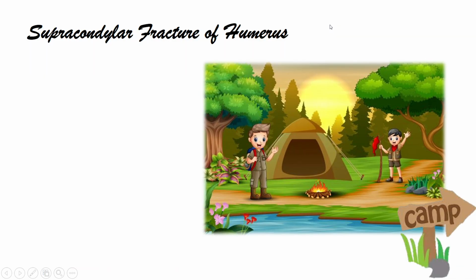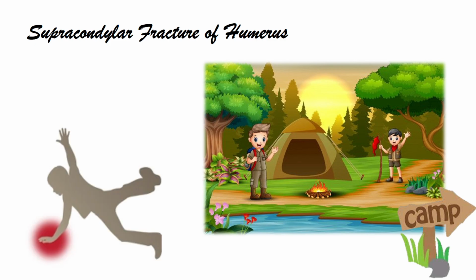For the supracondylar fracture, we have this mnemonic. These are two boys because the most commonly injured age of supracondylar fracture is boys or children 10 to 15 years old, and especially male gender because they're usually hyperkinetic. And as you can see here, these boys are camping. While they were camping, the most common injury that occurred is fall on outstretched hand, which resulted in the most common type of the supracondylar fracture of the humerus, which is the extension type.